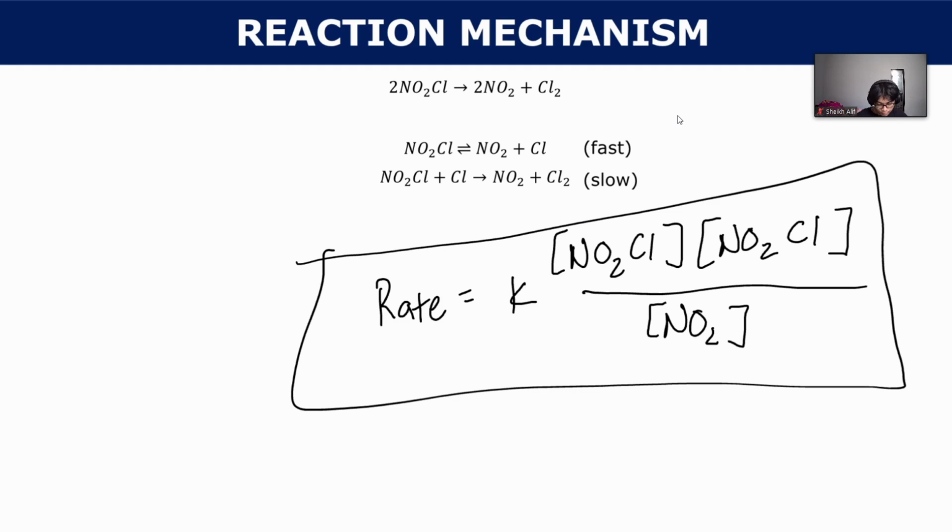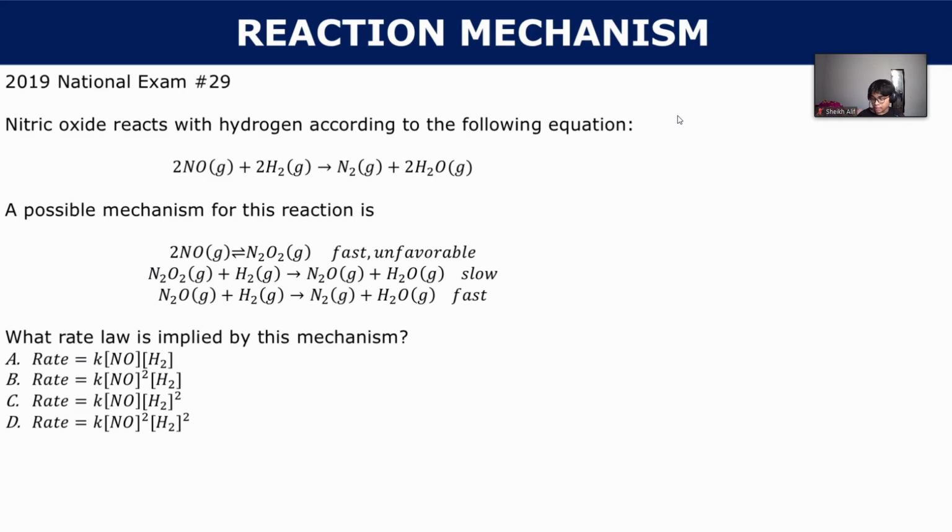And so let's do a bit more practice with problems from the real test. Nitric oxide reacts with hydrogen according to the following equation.